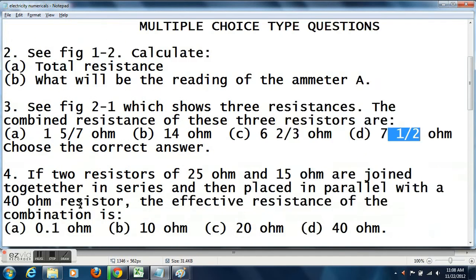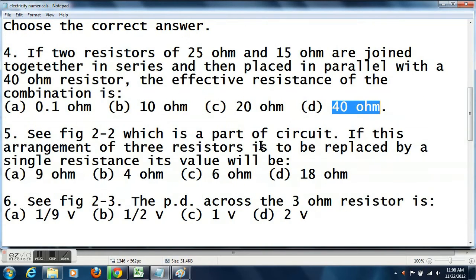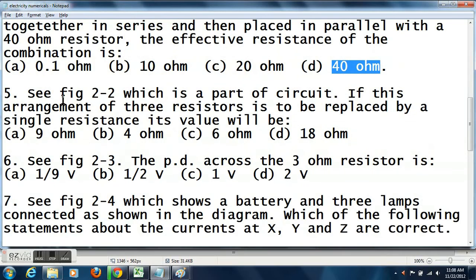Okay. Next one. If two resistors of 25 ohm and 15 ohm are joined together in series and then placed in parallel with a 40 ohm resistor, the effective resistance of the combination is: option A, 0.1 ohm; option B, 10 ohm; option C, 20 ohm; option D, 40 ohm.